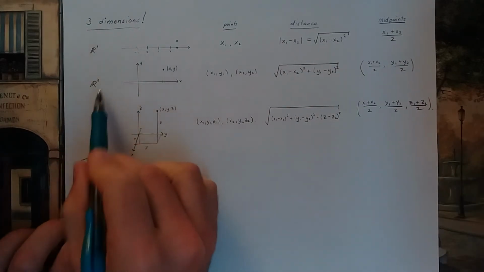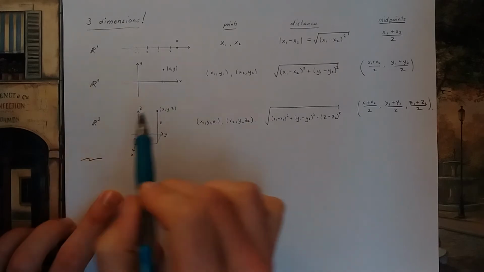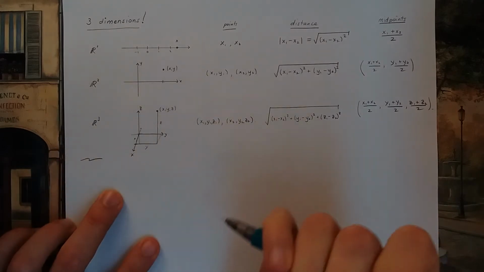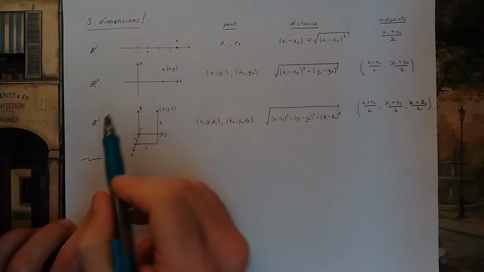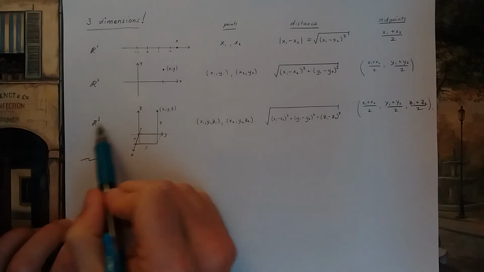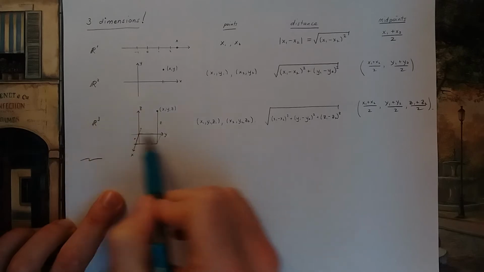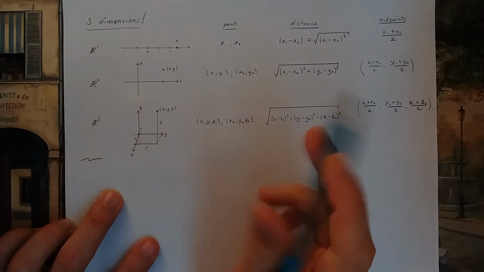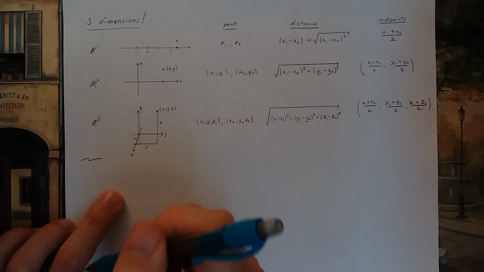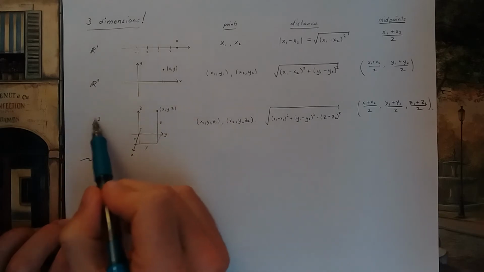So there's R1, R2, and R3. And there's actually R4, R5, R6, and Rn. You can have n be any integer you'd like, and there's an analogous Rn for that situation. In our class, though, primarily we're going to be dealing with R3.